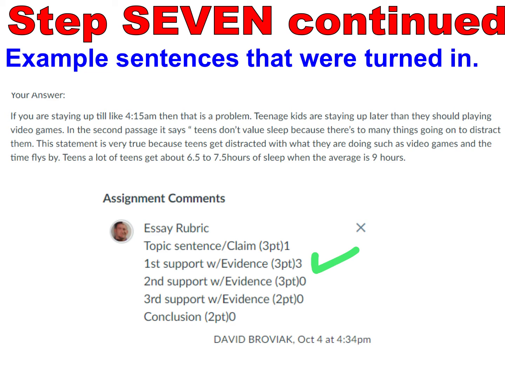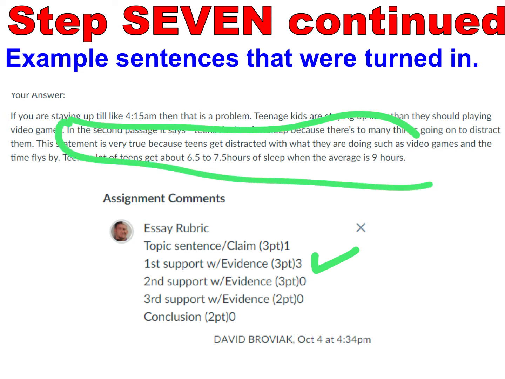This statement is very true because teens get distracted with what they are doing, such as video games, and the time flies by. That's still the same thing. You have not gone on to new information. Teens, a lot of teens get about 6.5 to 7.5 hours of sleep when the average is 9 hours. That's still not new information. So you're still talking about sleep. All of this is talking about sleep. There's no new information there.